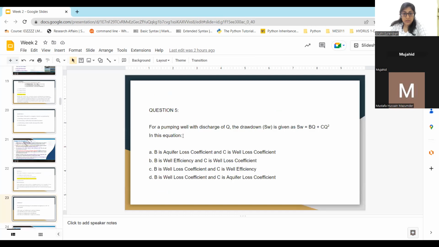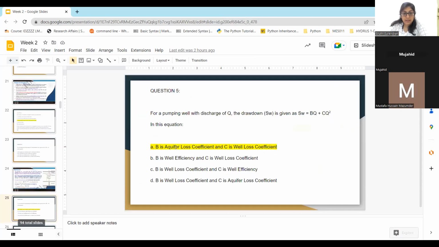The fifth question was, what do the B and the C coefficient indicate in the drawdown formula BQ plus CQ square? BQ plus CQ square is equal to Sw is the formula for drawdown, and option A will be the answer. B is aquifer loss coefficient and C is well loss coefficient.